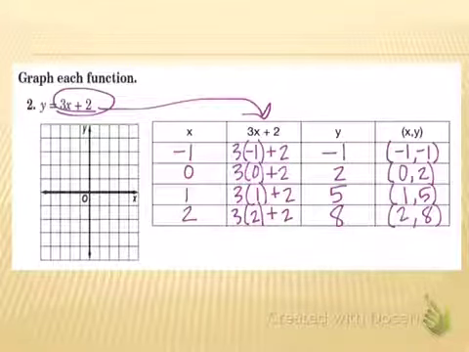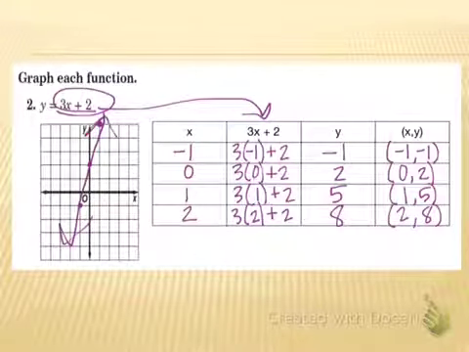So my first ordered pair, -1, -1, tells me left 1, down 1. My second ordered pair, 0, 2, tells me don't move left or right, move up 2, put a dot. The third one, 1, 5, tells me move right 1 and up 5, so that would be right here. Now my fourth one, 2, 8, is going to go off the graph. However, I only need 3 points, and I've got 3 points, so I can go ahead and connect them without that one.